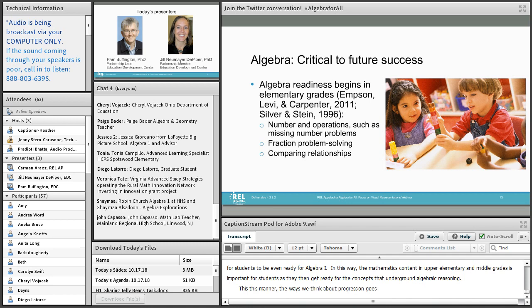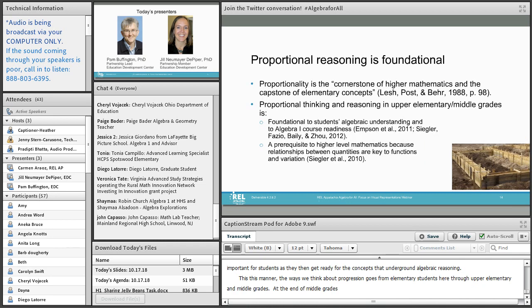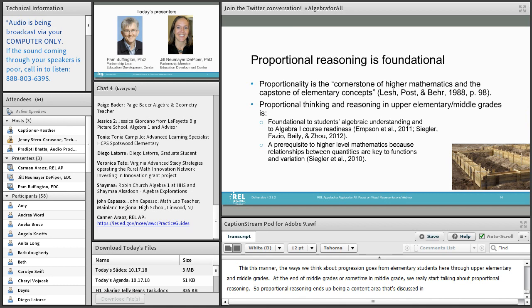And at the end of middle grades, or sometime in middle grades, we really start talking about proportional reasoning. So proportional reasoning ends up being a content area that's discussed in sixth and seventh grade a lot when students are thinking about ratios or other proportional reasoning relationships. It sometimes gets highlighted more when we talk about slope. And the idea is that in order for students to reason proportionally, they lean on a lot of the elementary concepts that they learned in earlier grades.